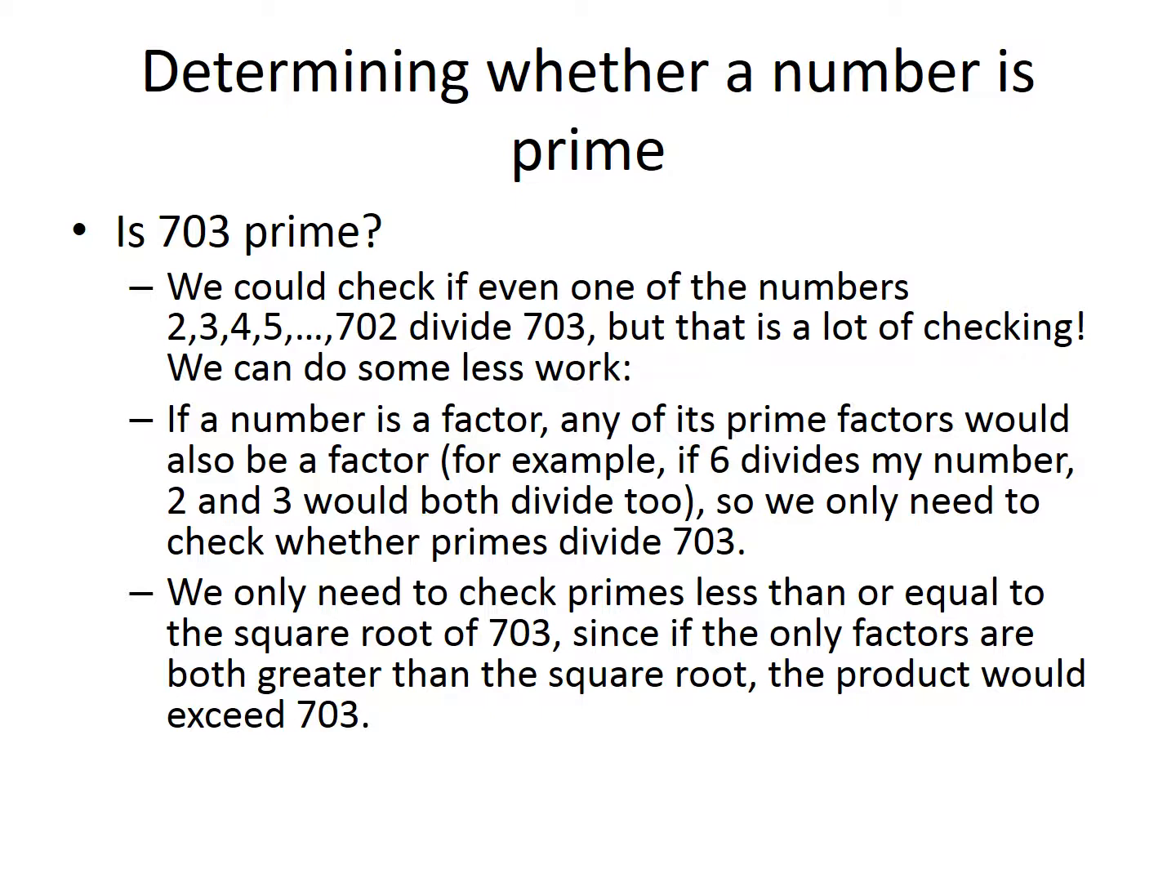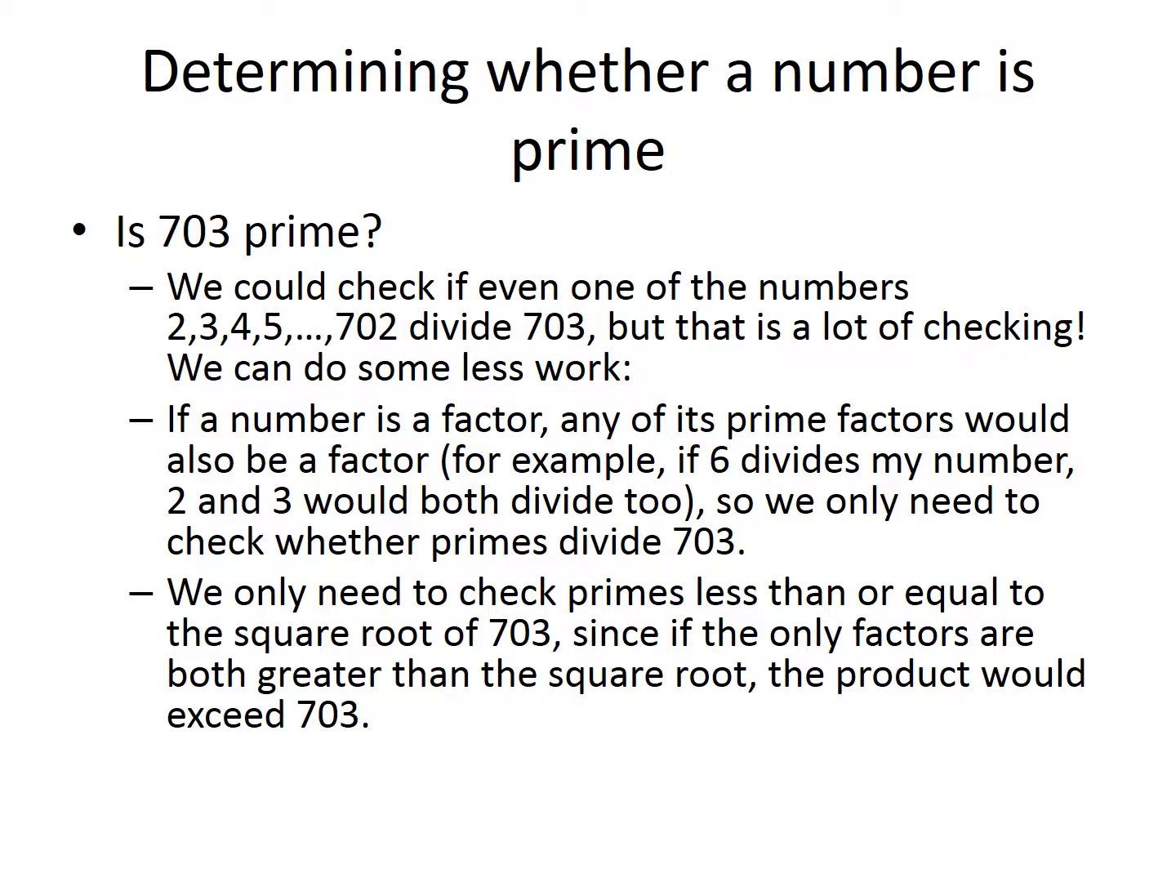So we're going to do two things. One thing is I don't really have to look at every number. I can just look at the primes. For example, if 6 divided 703, then 2 and 3 would, because I could factor that 6 into a 2 and a 3. So we only have to consider the primes less than 703 and figure out whether they divide 703 or not.